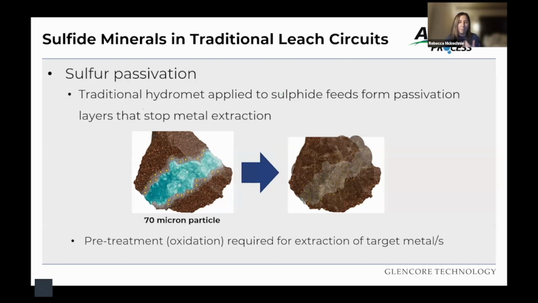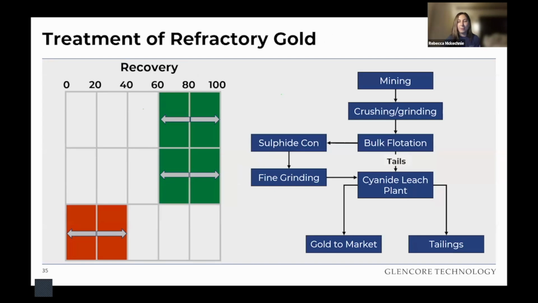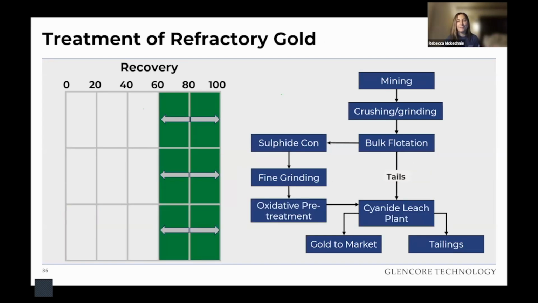So a further treatment is going to be required in order to shift from lower to higher recoveries. And so that's typically a pre-treatment stage whereby the sulfides that are present are actually oxidized. That opens up the sulfide matrix in order to make the gold amenable to cyanide leaching. And so there are several commercialized options that do exist for the oxidation of sulfides, including pressure oxidation, biological oxidation, roasting, and of course Glencore Technology's Albion process.